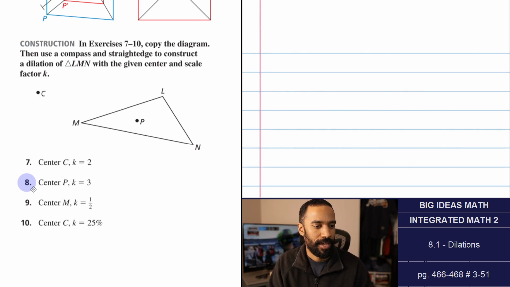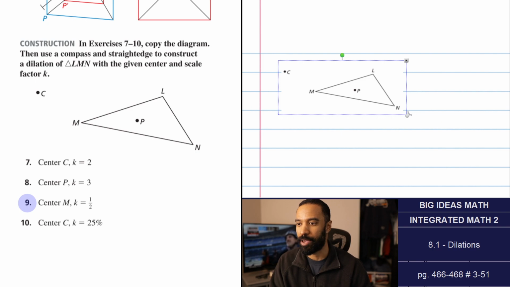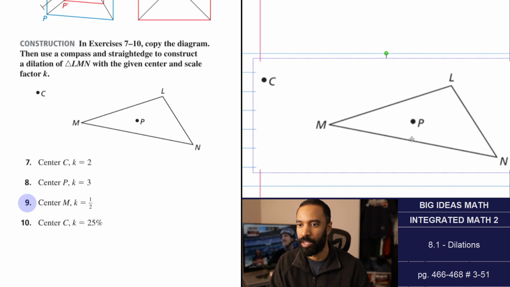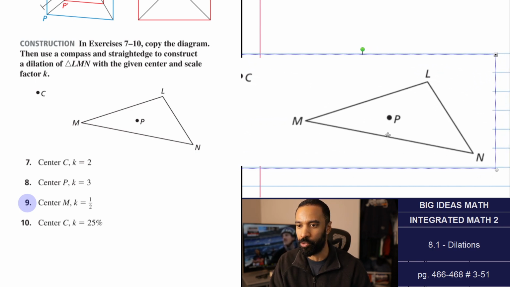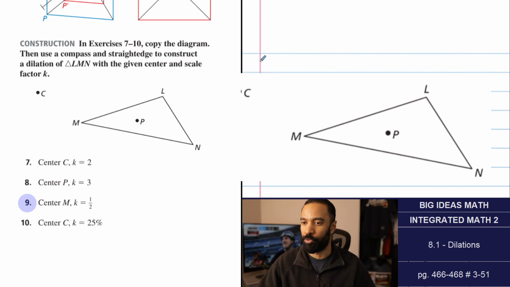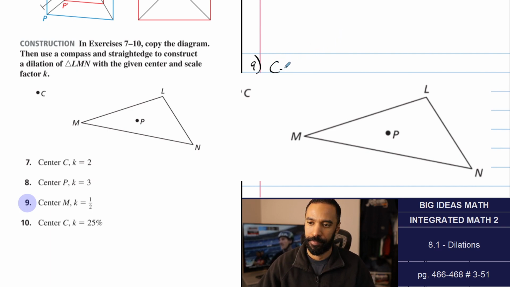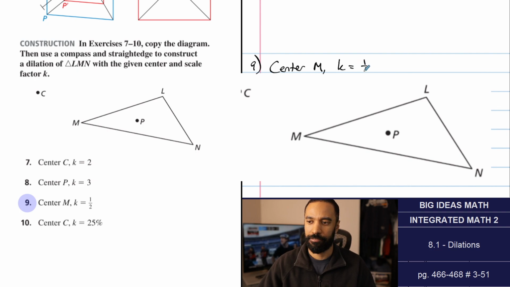Number 9. K is 1/2 centered at M. Now, I'm glad it's centered at M personally, and I'm actually going to make this one bigger because we're reducing. We're going to 1/2 here. But it'll actually be helpful if you have a kind of a bigger version of this one. So number 9, center M, K is 1/2. So 1/2 does mean reduction.